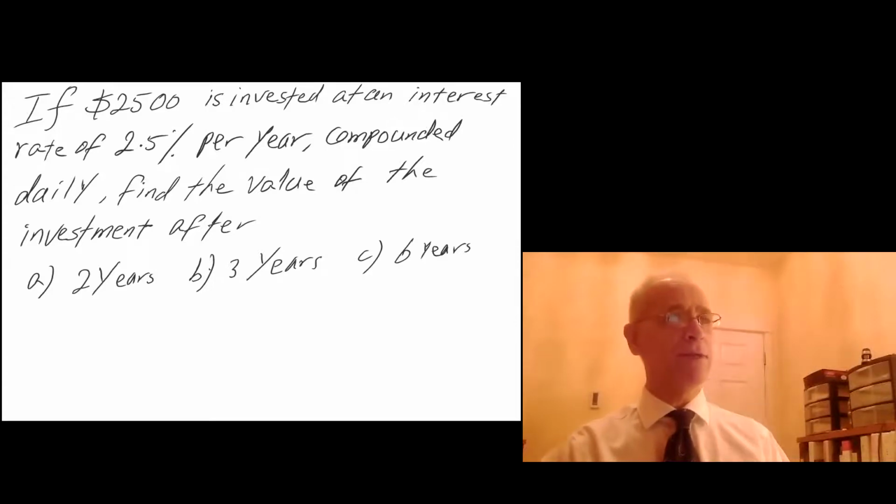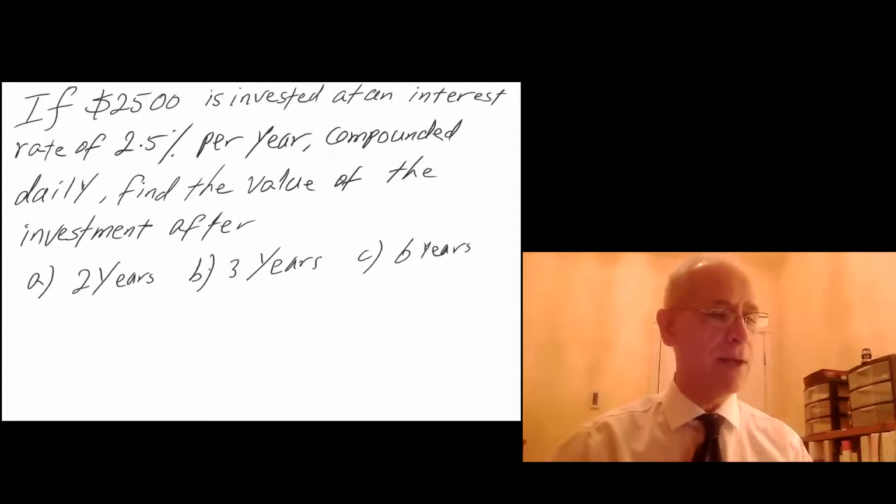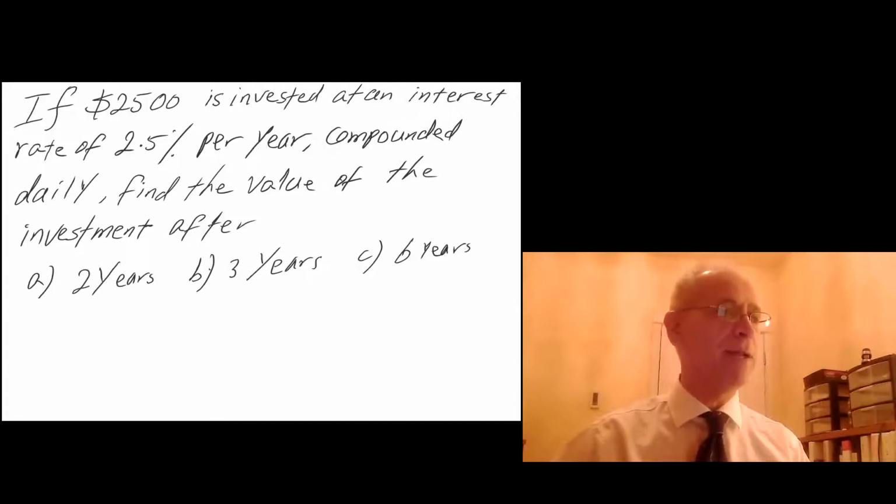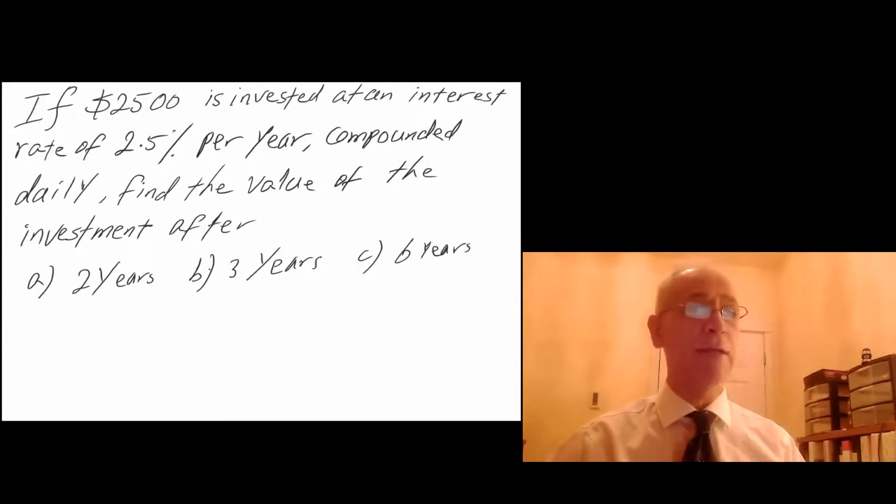If $2,500 is invested at an interest rate of 2.5% per year, compounded daily, find the value of the investment after A, 2 years, then 3 years, and then 6 years. Okay, so first of all, what is it that I know?